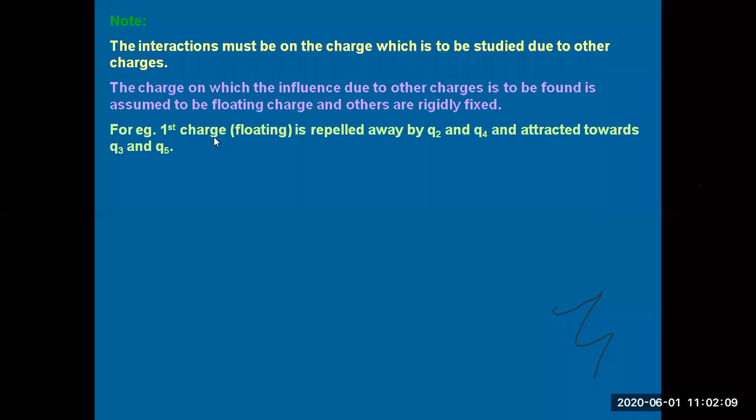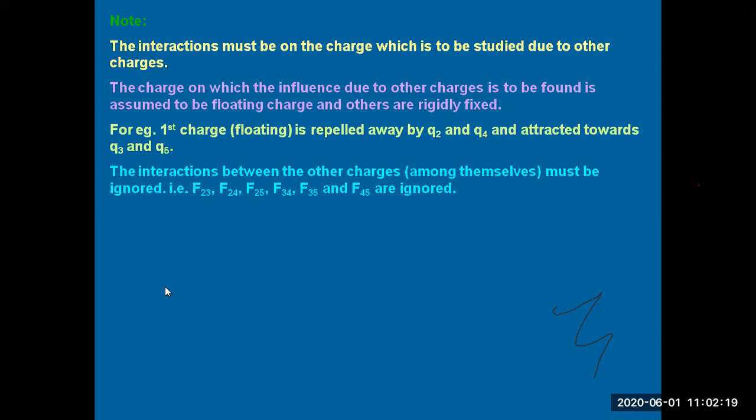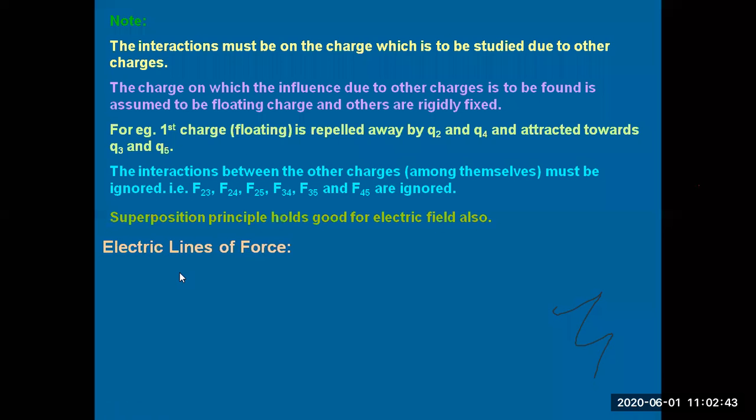The reason is Q1 will be a positive charge, Q2 and Q4 are positive, which means it will repel. Q3 and Q5 are negative, which means it has to attract. Interactions between the other charges must be ignored. So we are not considering the second, third or fourth charge. Only the first charge, that is F12, F13, F14, only those forces will be considered. Superposition holds good for electric field also. It is not only for charge, for electric field also it holds good.